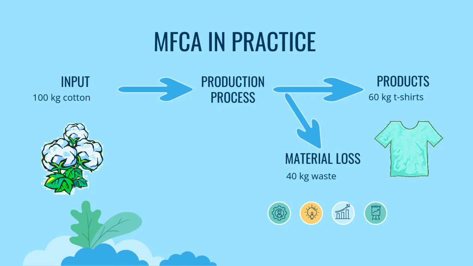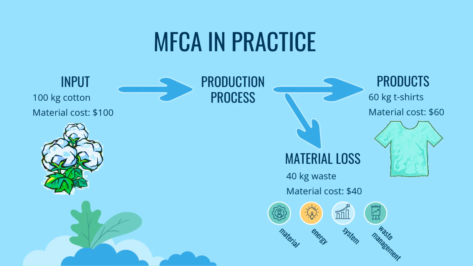These are assigned to the products and material losses based on the proportion of the inputs that flow into each. In this example, if the cotton input cost $100, we might conclude that we had an economic material loss of $40, since 40% of our material was wasted. We would also have to add our energy costs, system costs and additional waste management costs to handle our unused cotton. In doing this analysis, an organization can not only see their resource losses, with its resultant environmental impact, but also be able to see where it's losing out economically in its production processes.